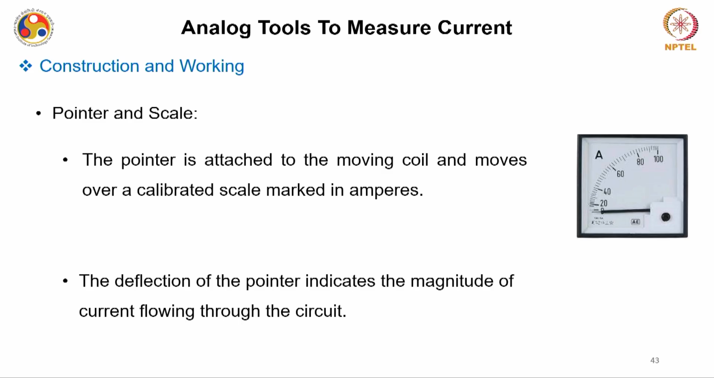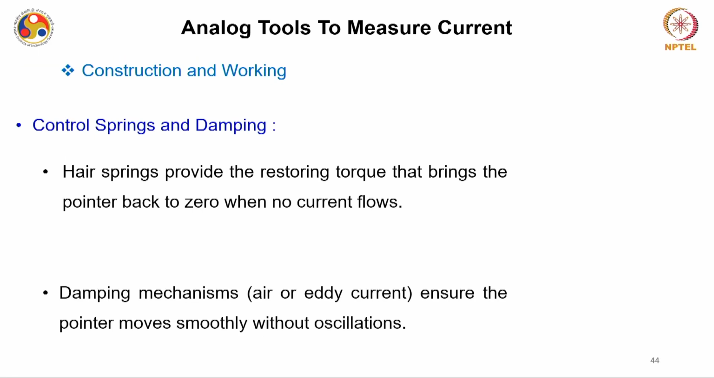And please note that this doesn't always have to be linear. It can be linear, it can be non-linear, depending on what kind of tool I am utilizing. The deflection of the pointer indicates the magnitude of current flowing in the circuit. The control system and damping are mostly provided by small springs, which provide the restoring torque, the part of the control system which brings the pointer back to 0 when there is no current. And the damping mechanism can be by air or by eddy current depending on the instrument, which ensures the pointer moves smoothly without any oscillation.